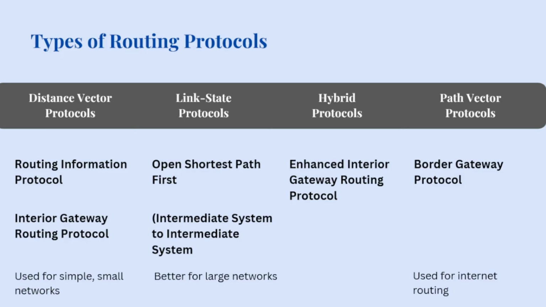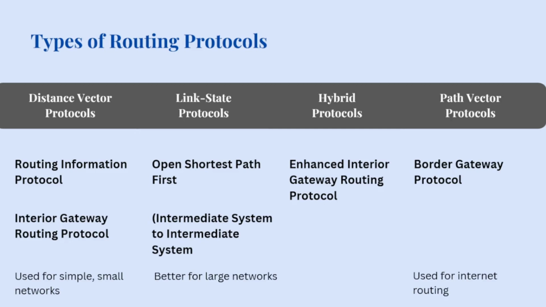An example of hybrid protocol is Enhanced Interior Gateway Routing Protocol. It uses DUAL, which is the Diffusing Update Algorithm, to find the best path quickly. And it also will have a faster convergence when compared to OSPF and RIP.